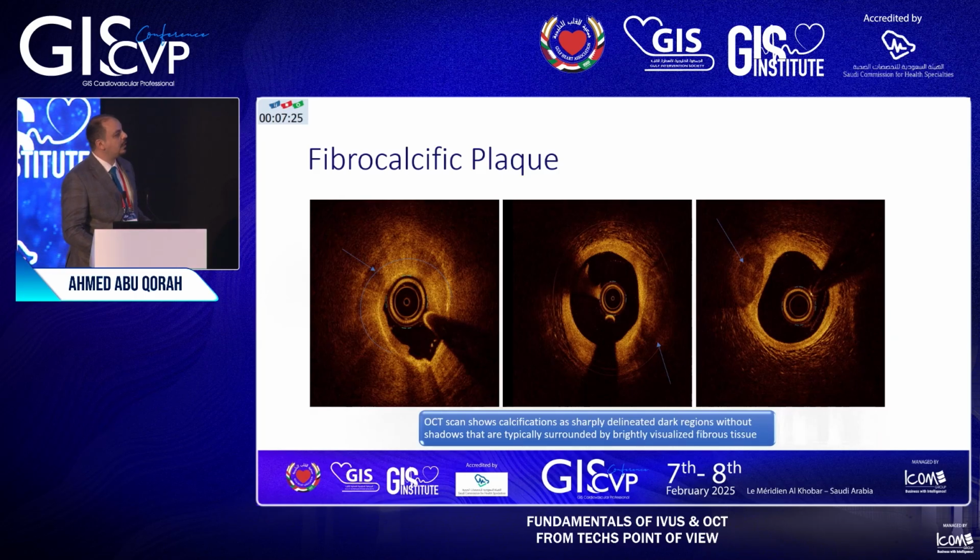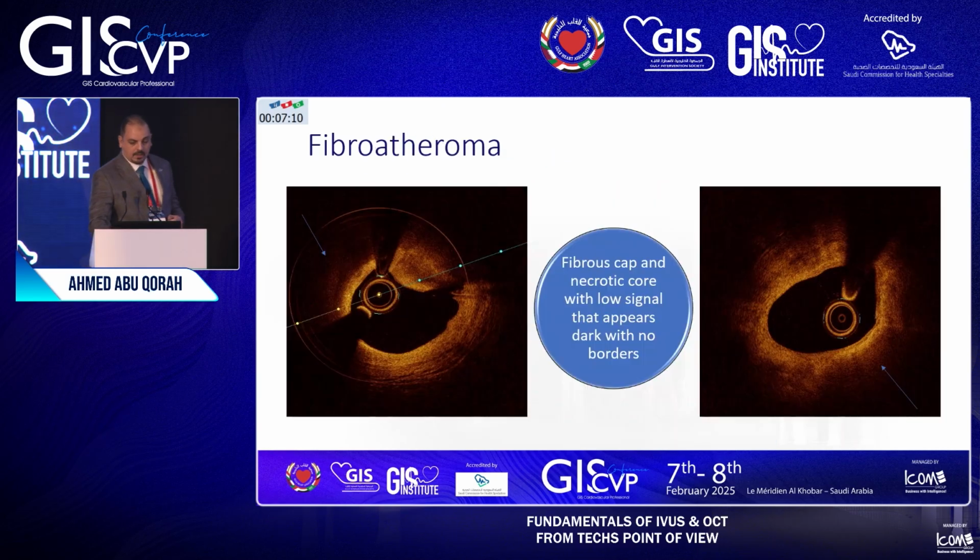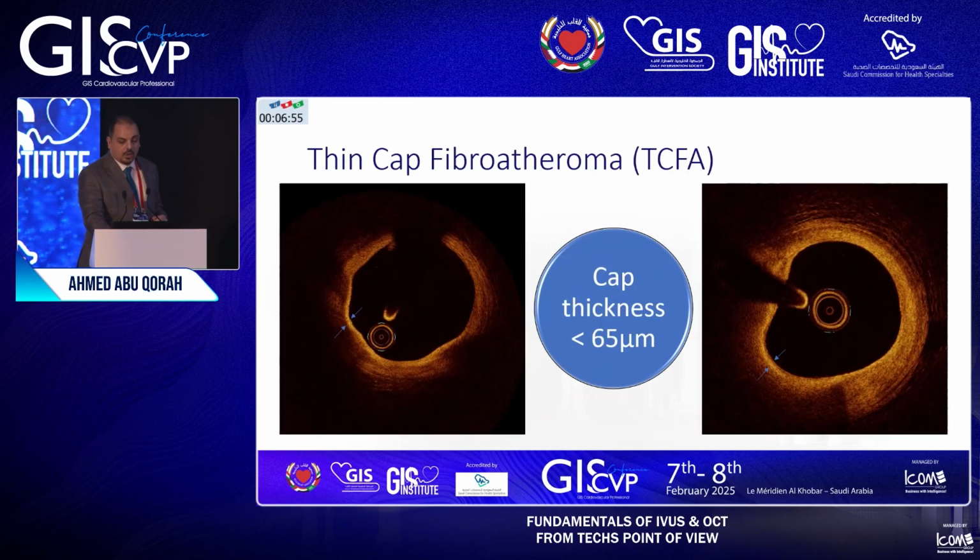Fibrocalcific plaque: usually calcium appears as sharply delineated dark regions without shadows that are typically surrounded by brightly visualized fibrous tissue, as you see here, the fibrous tissue. And the fibroatheroma consists of two parts, fibrous cap and necrotic core with low signal that appears dark with no borders. And we have two types of fibroatheroma, either thick cap fibroatheroma or the thin cap fibroatheroma, TCFA. To be a TCFA, the thickness of the cap must be below 65 micrometers, and we can appreciate it here.